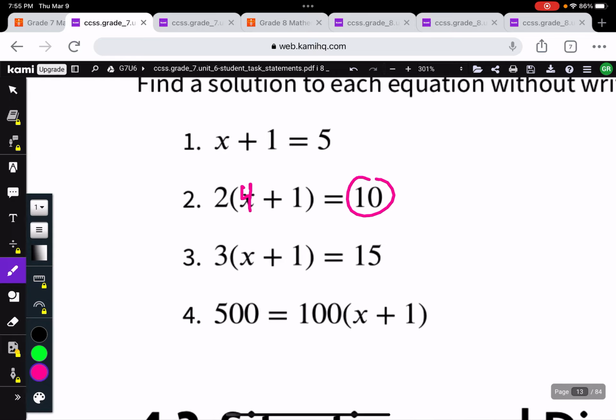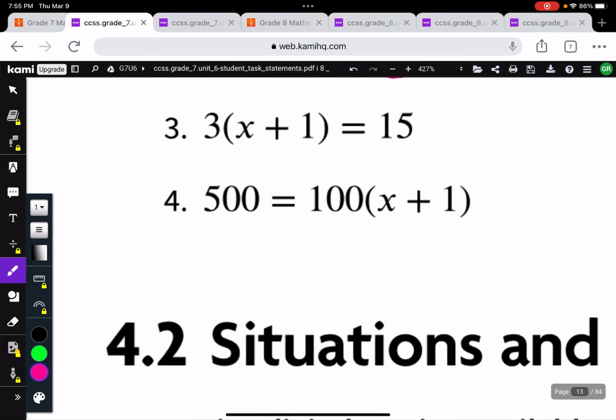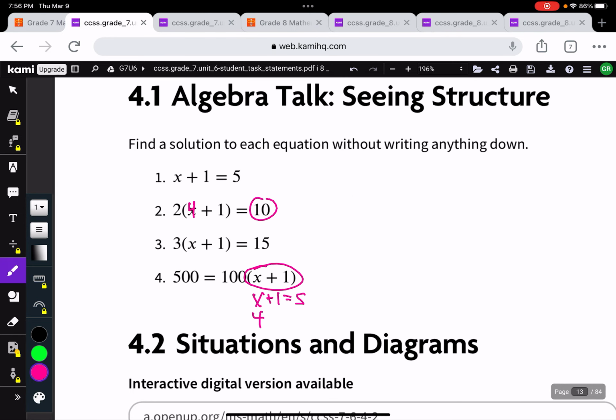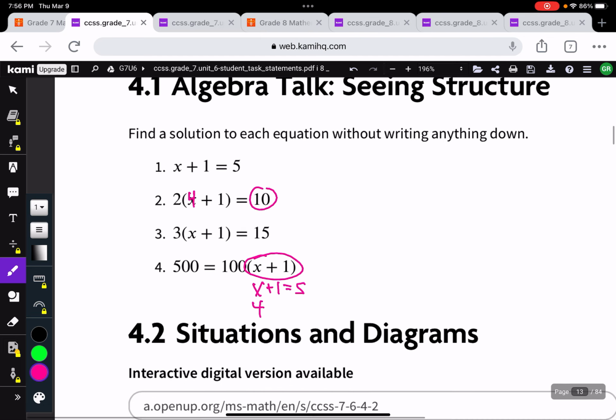And the last one is kind of saying 100 times what is equal to 500? Well, I know that must all equal x plus 1 must equal 5. And lo and behold, they tricked us. X was equal to 4 for each one of those. Darn them. Oh, and it said without writing anything down. Oh, well, I wrote something down. Darn it. Oh, well. Ignore you saw anything.